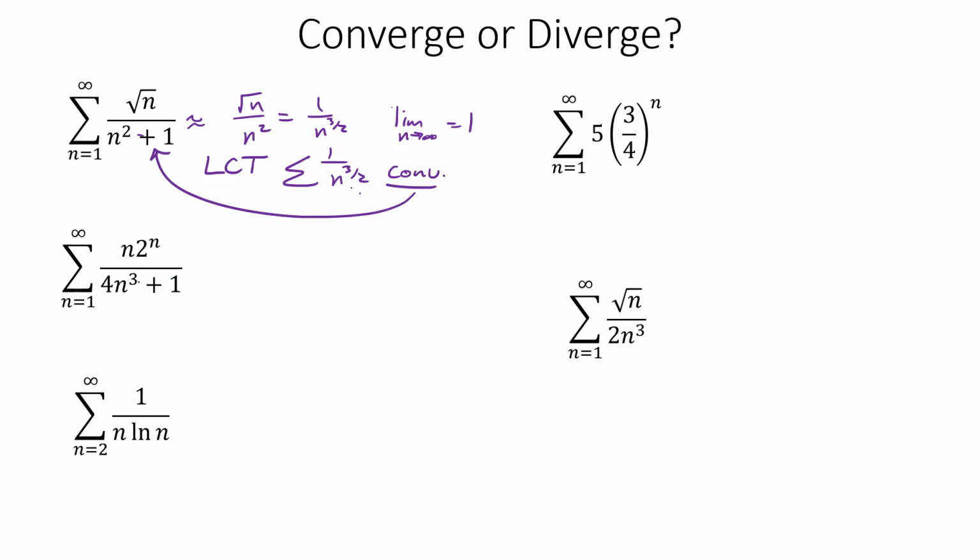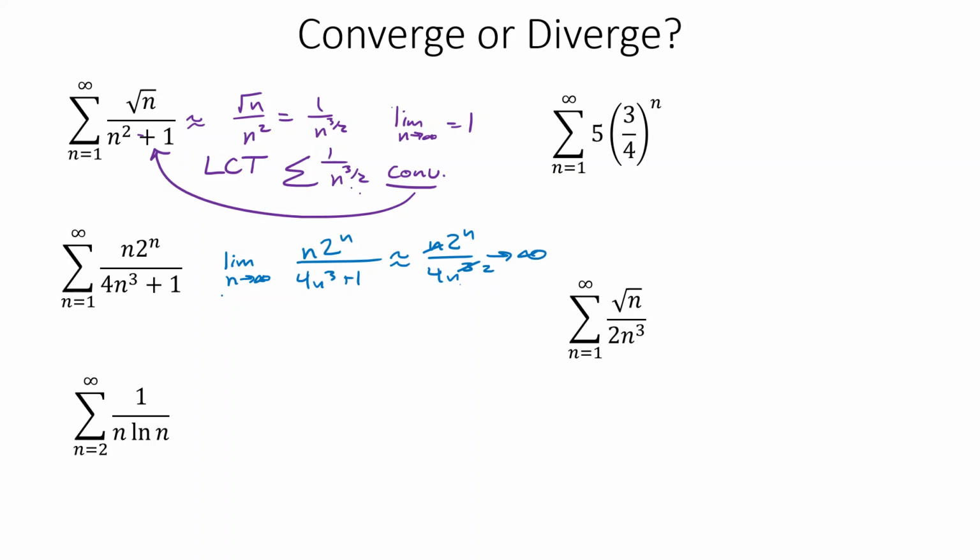All right, if we just move right along, this guy, one of the first things I like to try is just the nth term test. The limit as n goes to infinity of n 2 to the n over 4n cubed plus 1. So this is essentially n 2 to the n over 4n cubed, so one of the n's is going to cancel. This is exponential on top, and this is not exponential down here, so this limit is actually going to go to infinity.